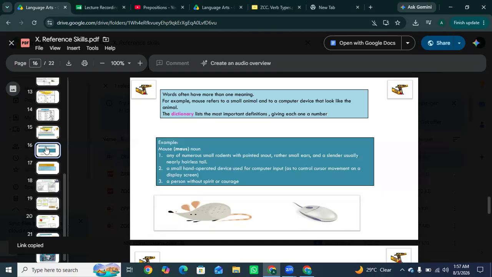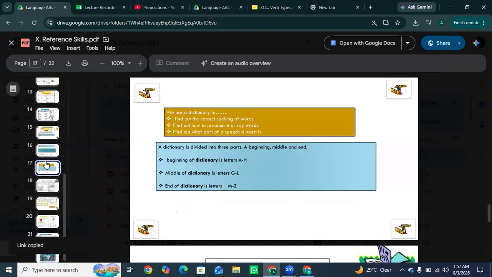So the dictionary lists meanings in order of importance and numbers them, so you can distinguish them easily. The next one is that we use a dictionary to find out the correct spelling of words, find out how to pronounce or say words, and find out what part of speech a word is. Like, why do we use it? To check correct spelling, learn proper pronunciation, and find the word's part of speech, like noun, verb, adjective, etc.